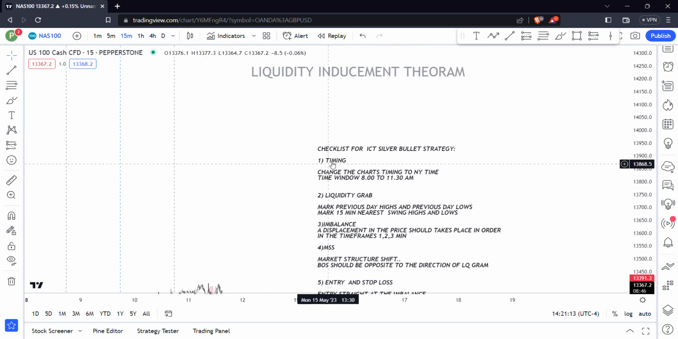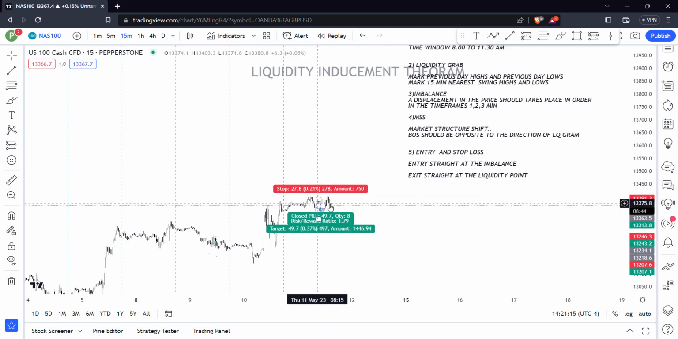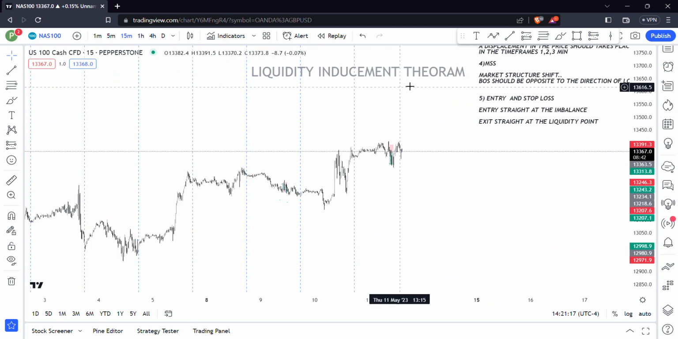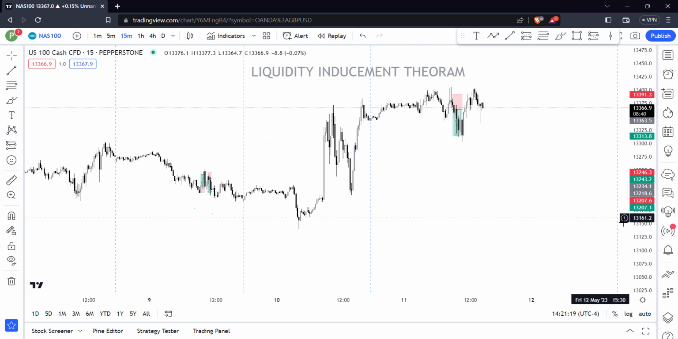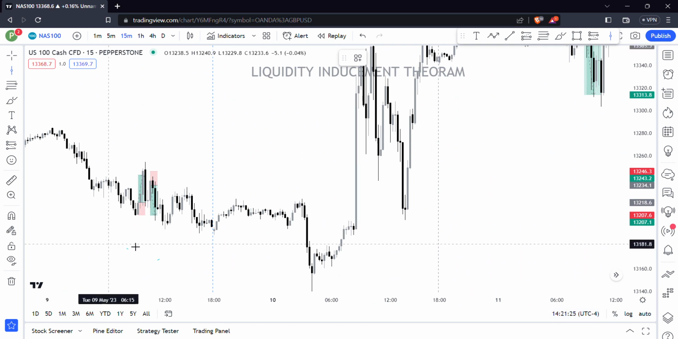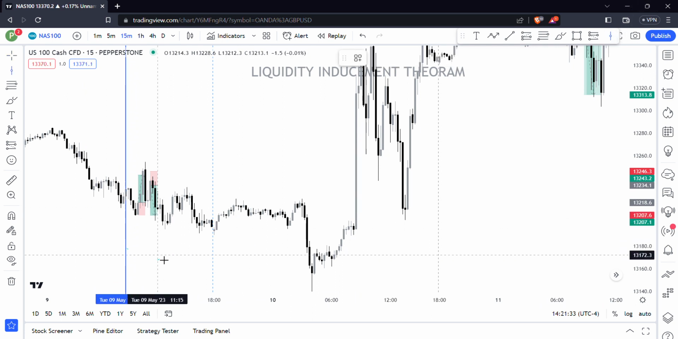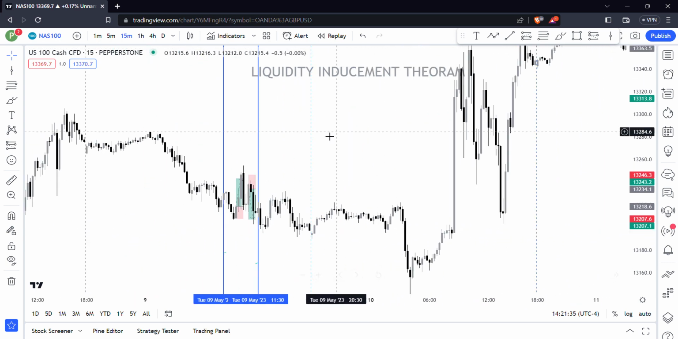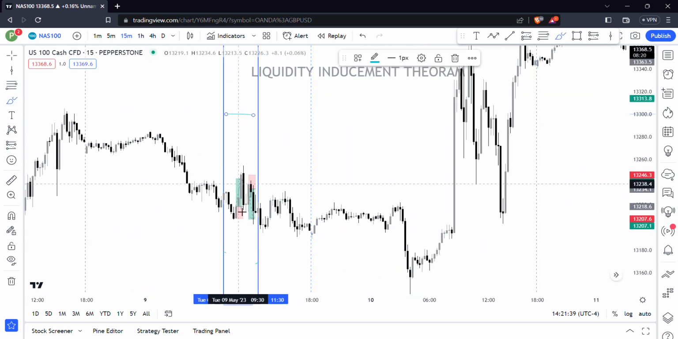The first thing is timing. The timing window is 8 a.m. to 11:30 a.m. We should always look at the market in this time window. You should always use New York time, UTC-4. If you use another timing, you will get lost in the markets. You should always make sure that you are using the New York time zone, UTC-4, and look at the price action only in this window, from 8:30 to 11:30.